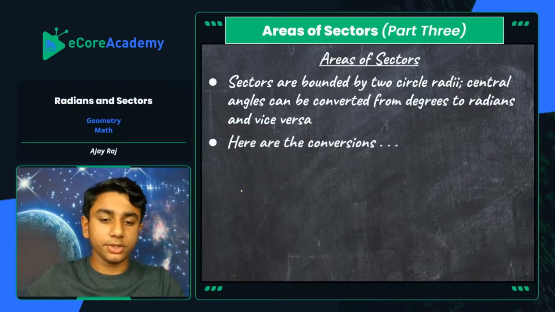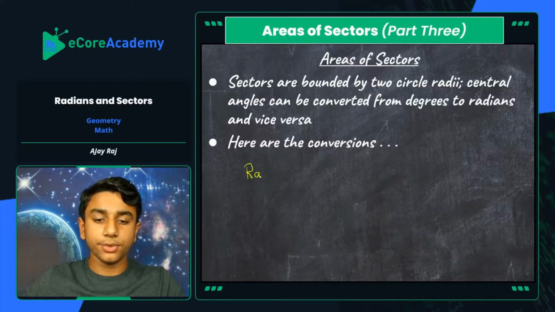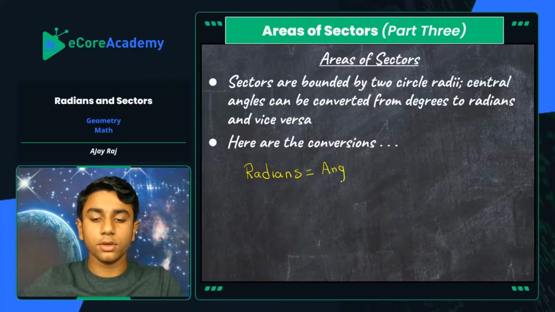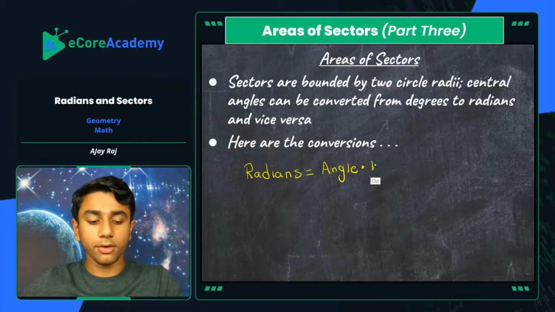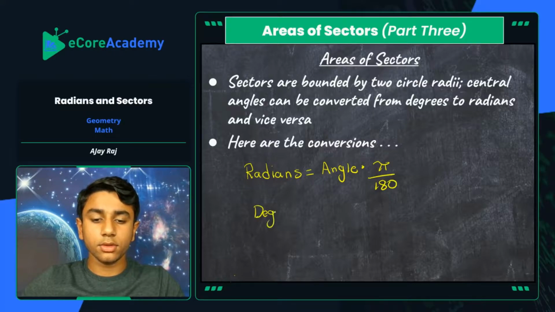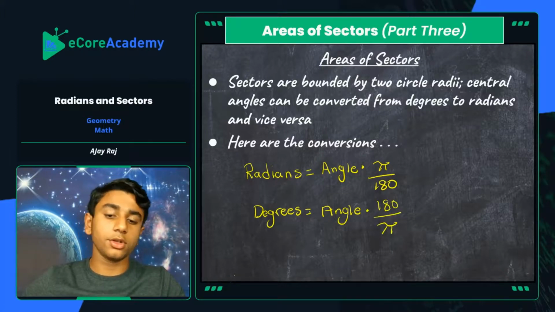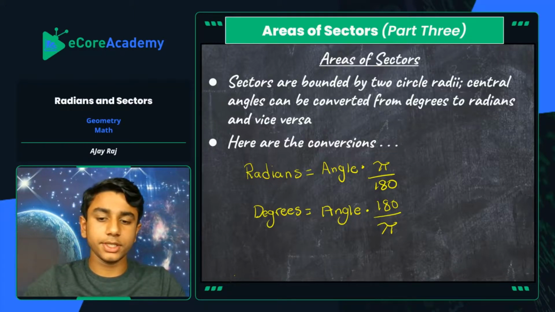So just to recap what I had previously shown you, we're trying to discover our central angle. For radians, it's going to be angle times pi over 180. So pi over 180, and then for degrees, it is going to be our angle times 180 over pi. Smaller to larger when you're going from radians to degrees, and larger to smaller when you're going from degrees to radians for the numeric values.